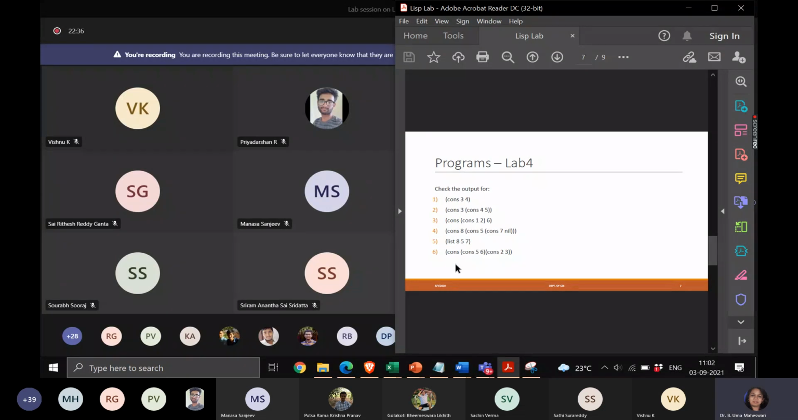Let's move on to the sixth one. Cons inside another cons: 5, 6, and another cons with 2, 3. Guess, and then check the output. So I can see two pairs: 5, 6, so I have to get 5.6, and another cons 2, 3, so 2.3. And both are 2 elements for the outer cons.